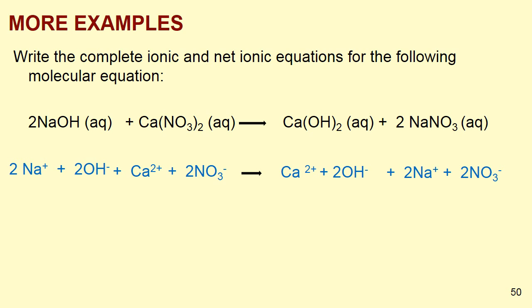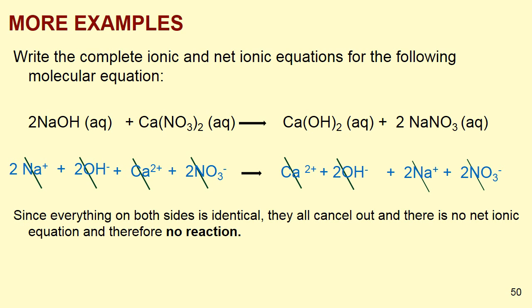Now, if we look at this one, you may notice that everything cancels. So here, the 2 Na's cancel on both sides, the OHs cancel on both sides, the calcium cancels on both sides, and the NO3 cancels on both sides. If that's the case, what that means is that there is no net ionic equation, and therefore there is no reaction. So if I were to pour NaOH and CaNO3 together, nothing would happen. Everything would still hang out in solution, and we would get no precipitate.